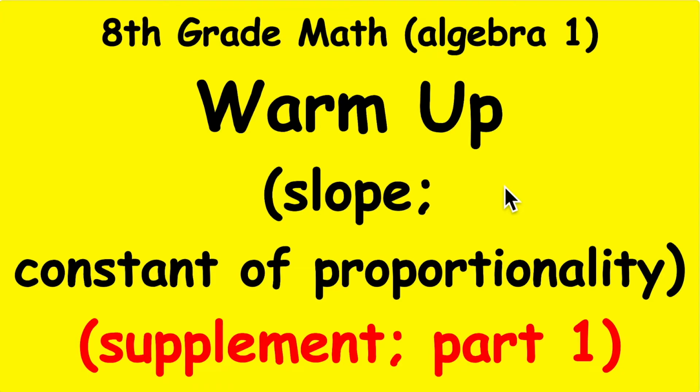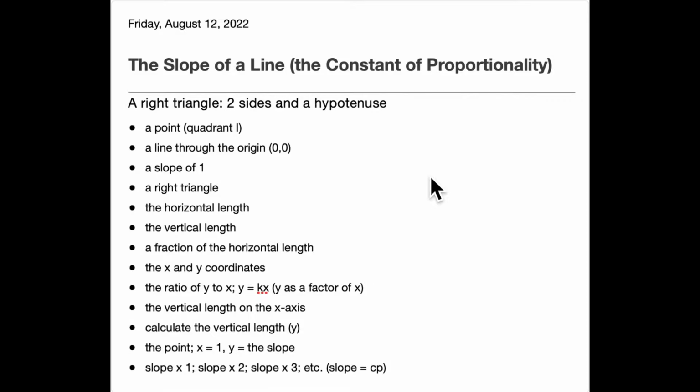This is a warm-up for the entire 8th grade, which is calculating and using the slope or the constant of proportionality for linear relationships that are proportional. In other words, their graphs go through the origin, and eventually it moves to part 4, which is calculating and using the slope for linear relationships that are not proportional. So their graphs do not go through the origin. This is a list of the steps that I use to solve these problems.